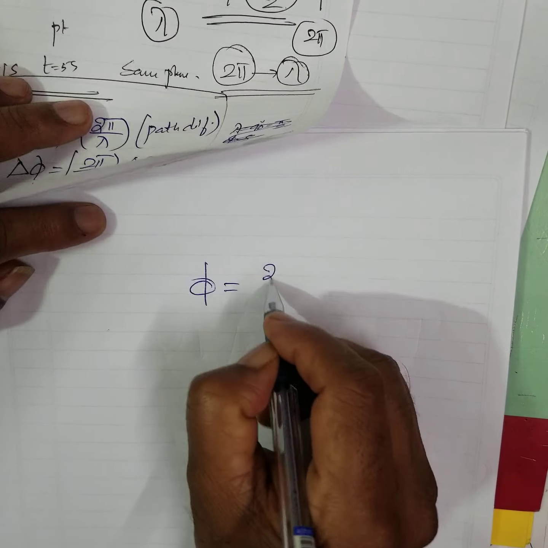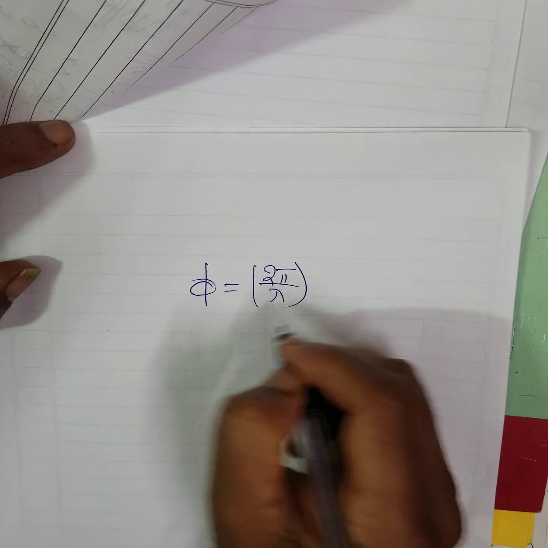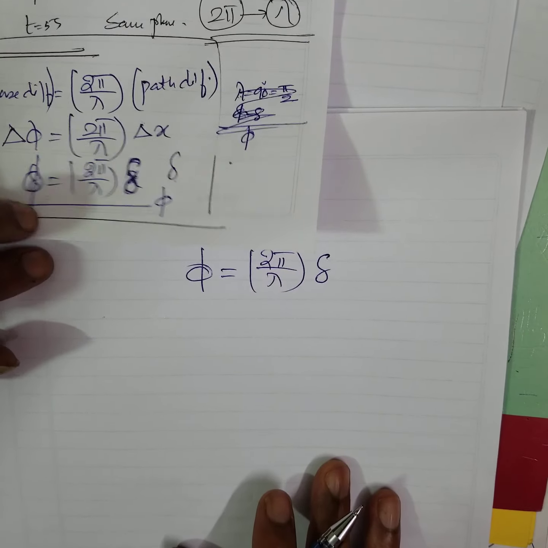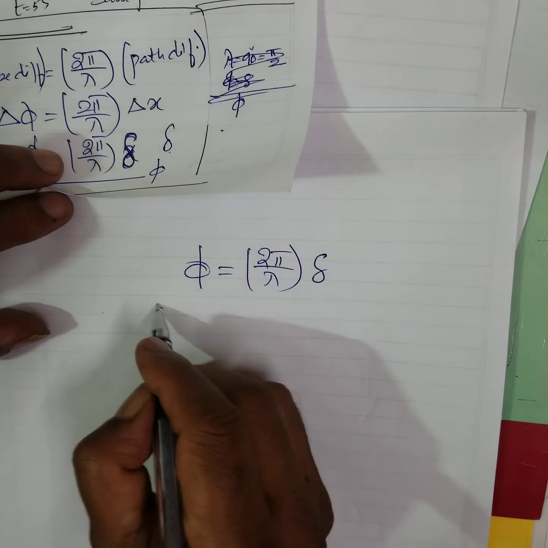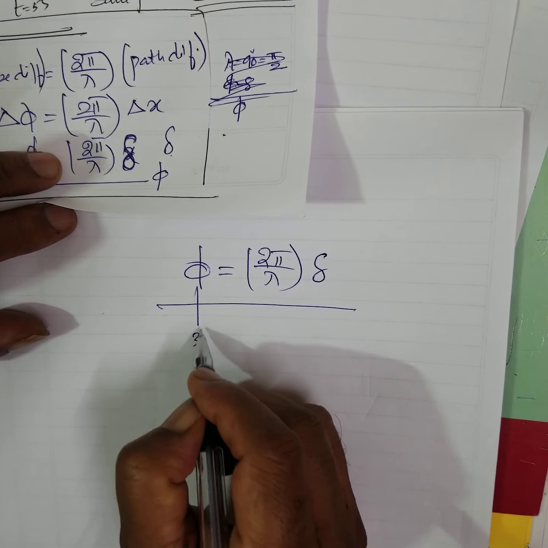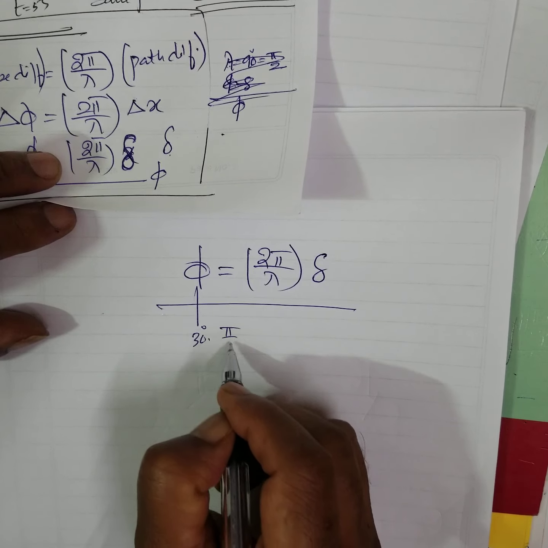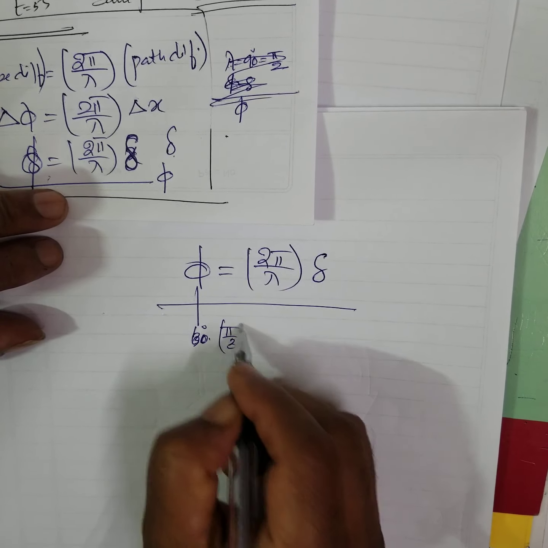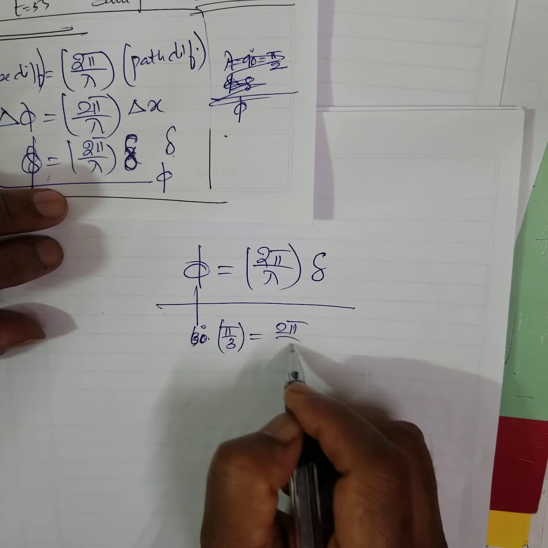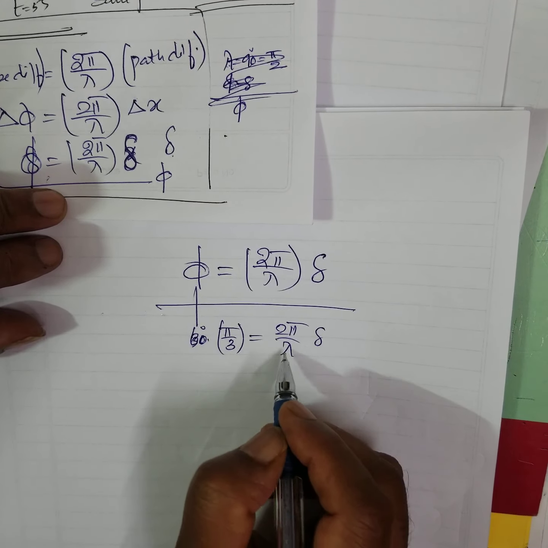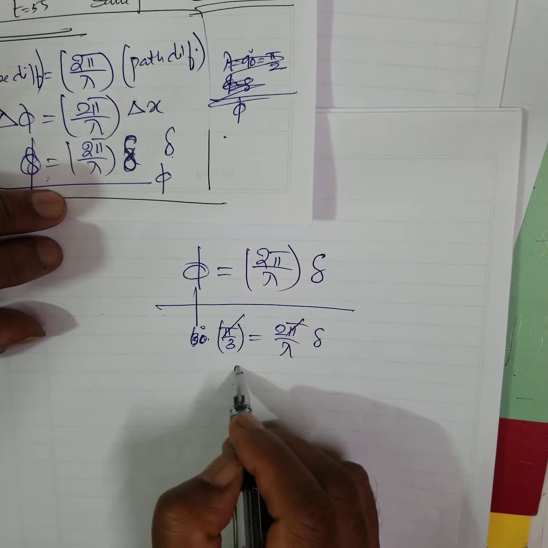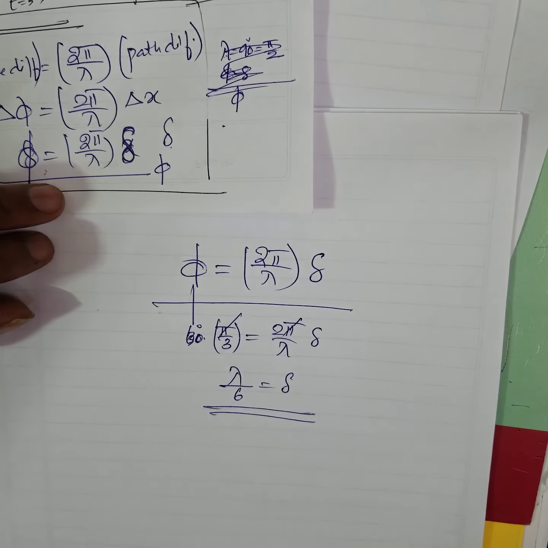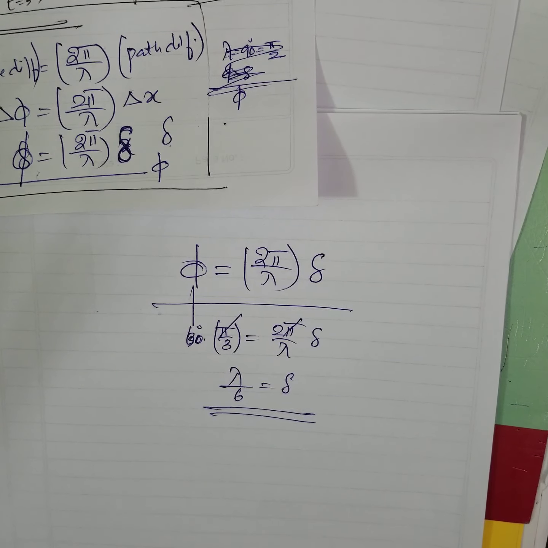Phase difference is equal to 2 pi by lambda times path difference. Suppose the phase difference is 30 degree, which corresponds to pi by, say, 60 degree, pi by 3. Pi by 3 is equal to 2 pi by lambda into delta. The pi gets cancelled. Lambda by 6 is equal to the path difference. Therefore, you can use it in different possibilities.